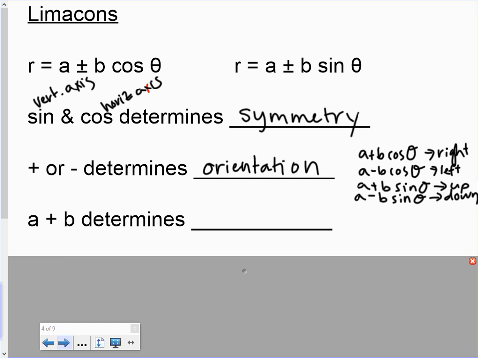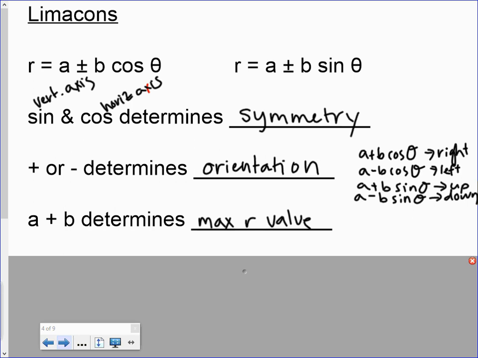A plus B determines your max R value. And when I say A plus B, I really mean almost their absolute values. So if you had some limacon with equation like 1 minus 4 cosine theta, then to get your max R value, you would just do 1 plus 4, which is 5. So the max R value would be 5. So the negative value doesn't matter there. You're just really adding up the absolute values of A and B.